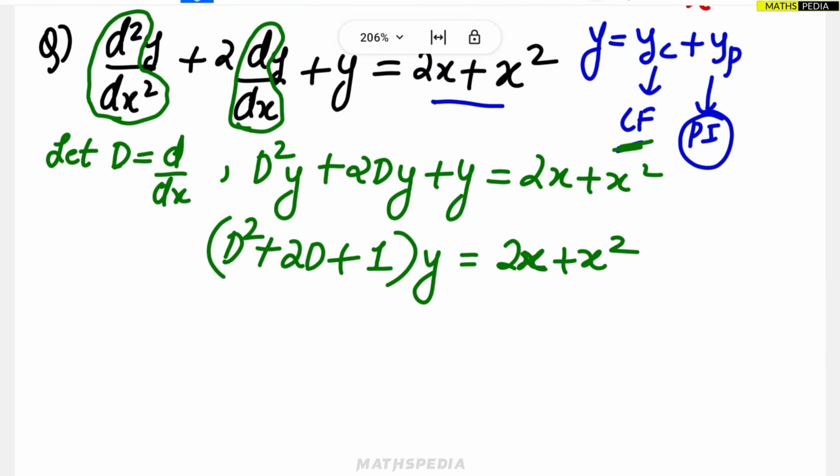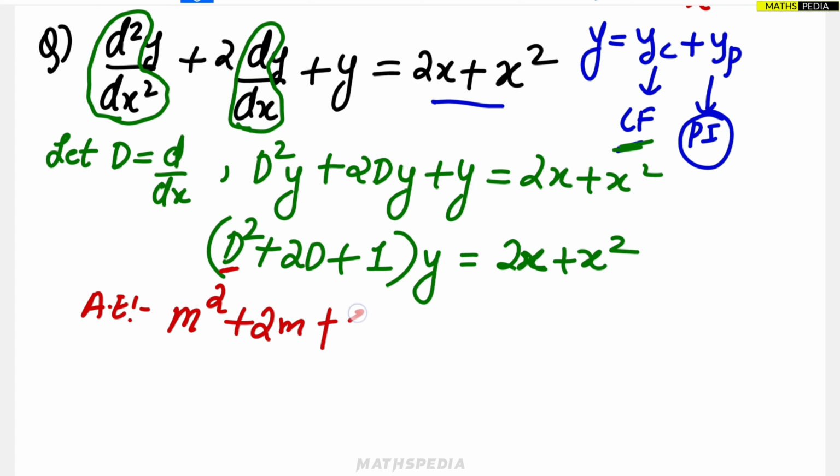After taking y outside, you can now form the auxiliary equation. In place of D, put m. So it will be m square plus 2m plus 1 equated to 0, to form the auxiliary equation. For this we have to find the roots of m such that we can find the yc value. In order to find the roots of m, we can go by the quadratic formula. Since this is a quadratic, power 2 is there, so 2 roots will be there.